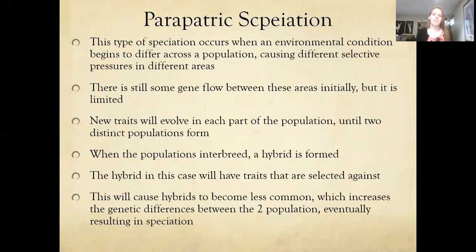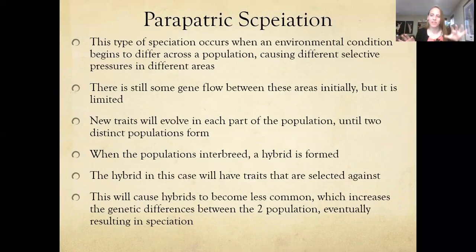Then we have parapatric speciation. This is when you have one really large habitat, and then across that large habitat, the environmental conditions start to differ, and therefore you have different selective pressures on the different ends of the habitat. There is still going to be some gene flow between the two different sides of this one habitat, but it is going to be limited.